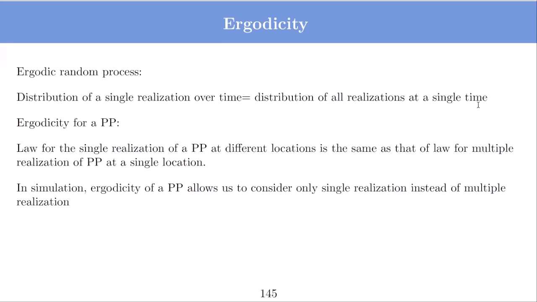This means if I want to compute the number of points in a ball, for example, either I can fix the ball and take multiple realizations, or I can put this ball at different locations and compute the average in a single realization. That should give me the same result if the process is ergodic. So in simulation, ergodicity of a point process allows us to consider only a single realization instead of multiple realizations. This can help in simulation because it can reduce simulation computation time for us.